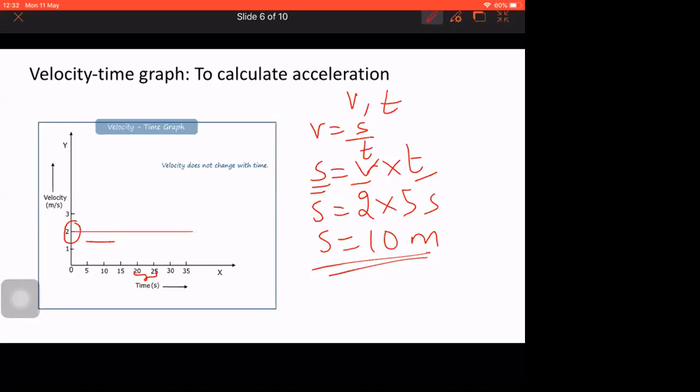Yes, in these kinds of graphs, you can. Got it, Aditya? Very good. In these types of graphs, if we ask you to calculate the distance, you can calculate like this. There is no question of asking about acceleration value because it is 0.